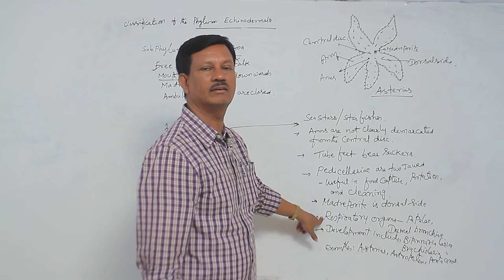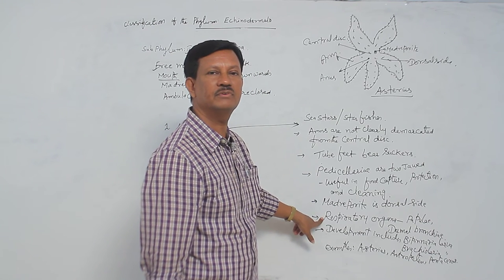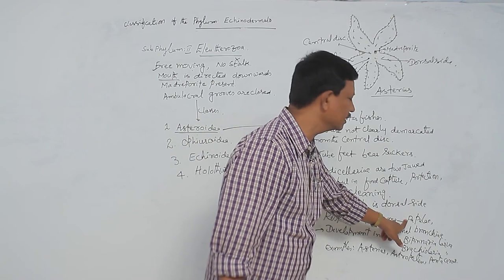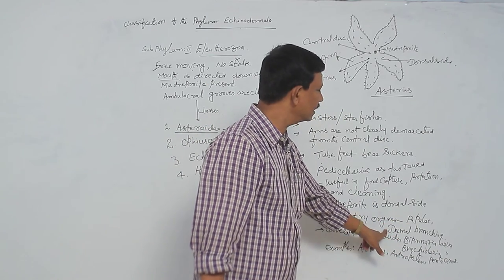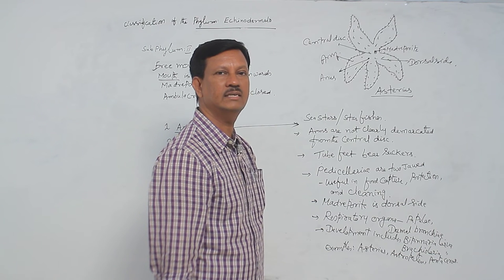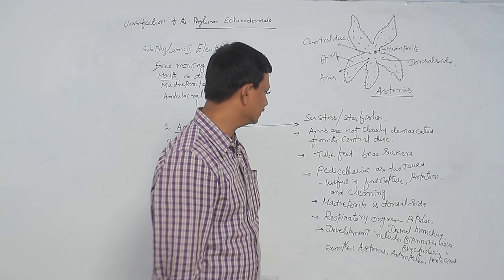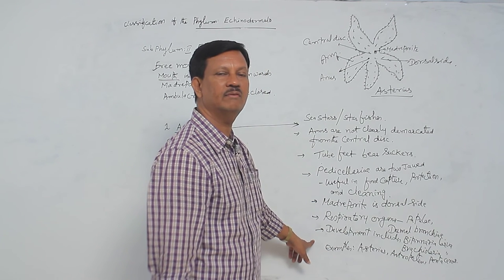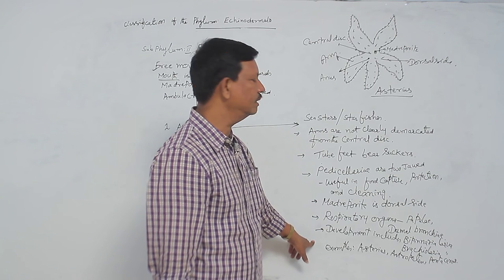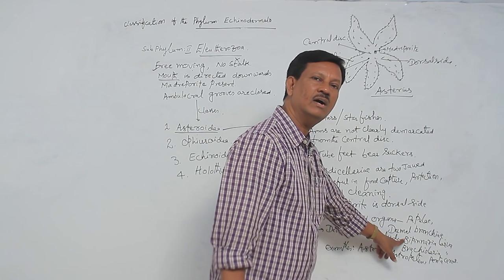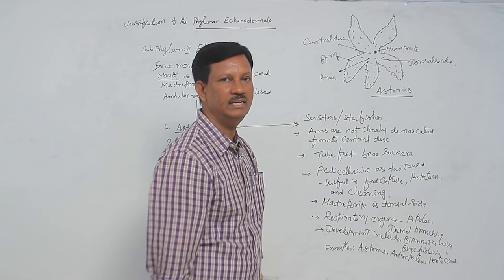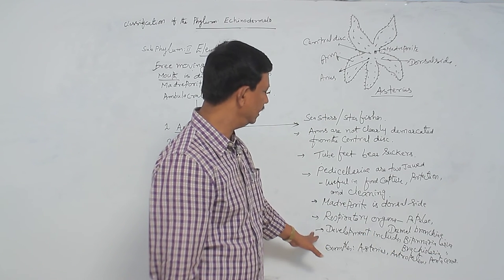And respiratory organs. There are different types of respiratory organs. Here the main respiratory organs are papillae. In some animals dermal branchiae are also present. With the help of that they can respire, take the oxygen and liberate the carbon dioxide. And development is also indirect. There are different types of larval forms. Here bipinnaria larva and brachiolaria larva, these are the two larvae present in the life history of the Asteroids and some other animals.